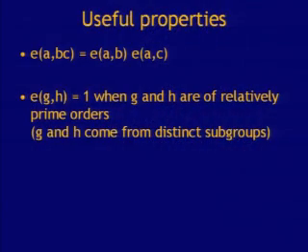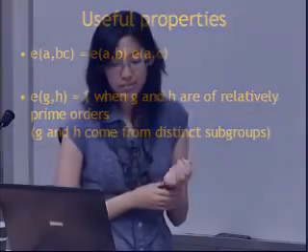The bilinear property says that if we pair g to the a and g to the b, it's equal to the pairing of g with g to the ab. So we can pull the exponents out. And the map has to be non-degenerate, which says that if g generates the entire group G, then the pairing of g with itself generates the entire target group. Okay, so there are a couple useful mathematical properties that we need in our scheme.